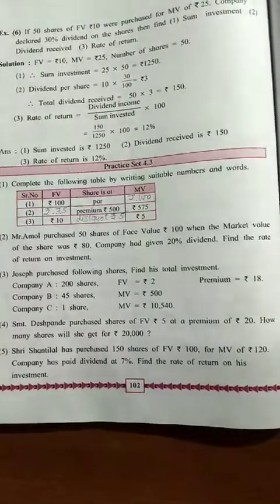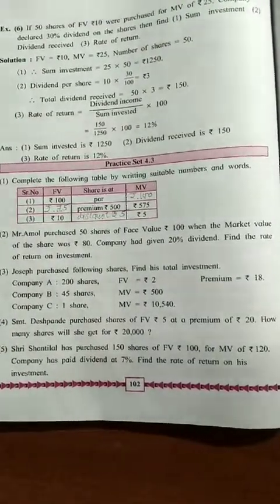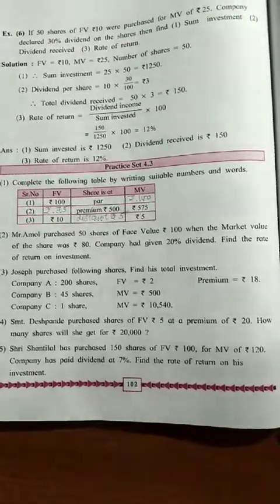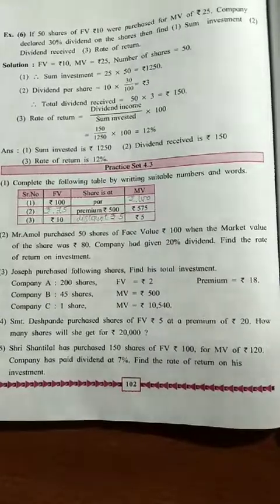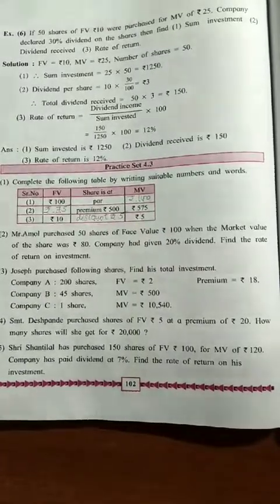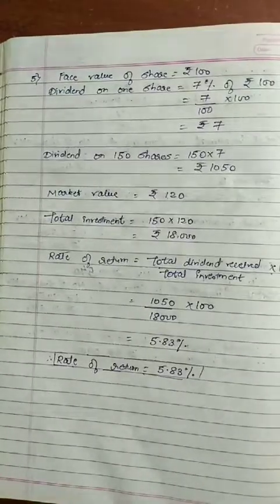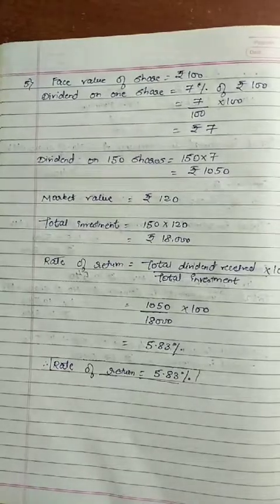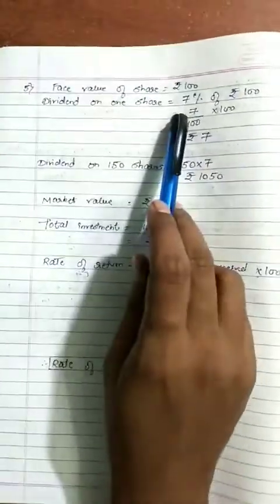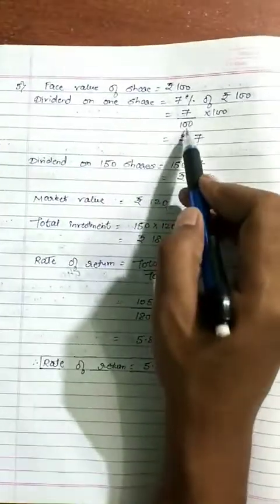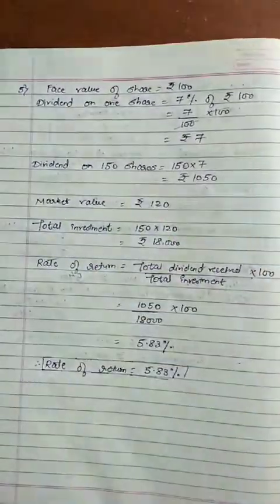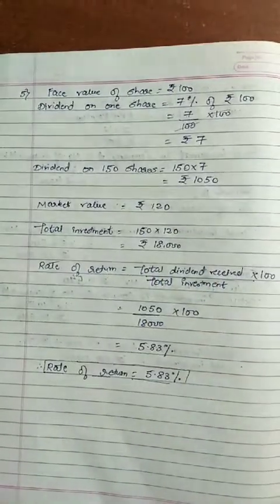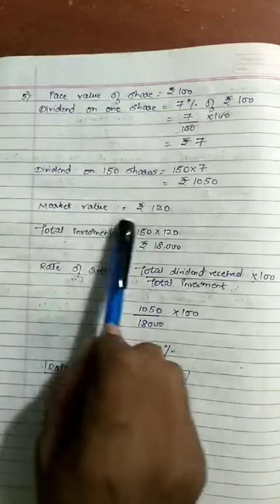Sum number 5. Shri Shantilal has purchased 150 shares of face value rupees 100 for market value of rupees 120. The company had paid dividend at 7%. Find the rate of return on his investment. Now the face value of the share is rupees 100 and dividend on one share is 7% of 100, 7 upon 100 into 100, will give you 7. So dividend on 150 shares, 150 into 7, will give you 1050.